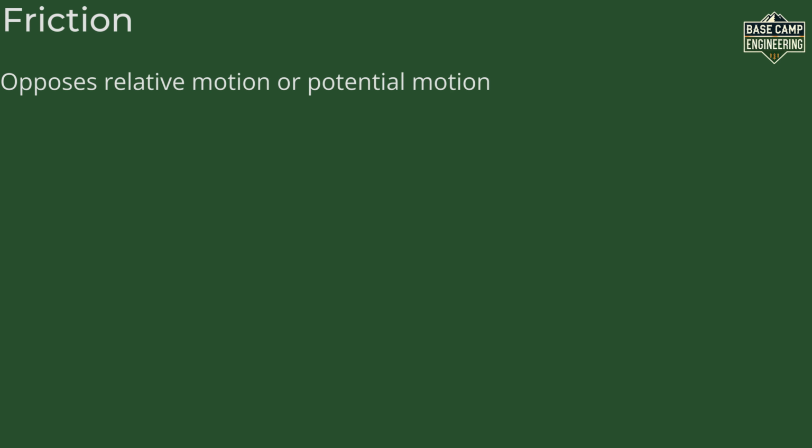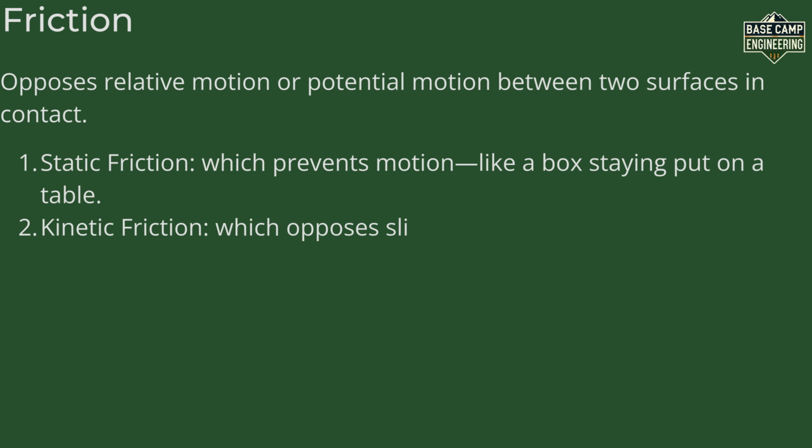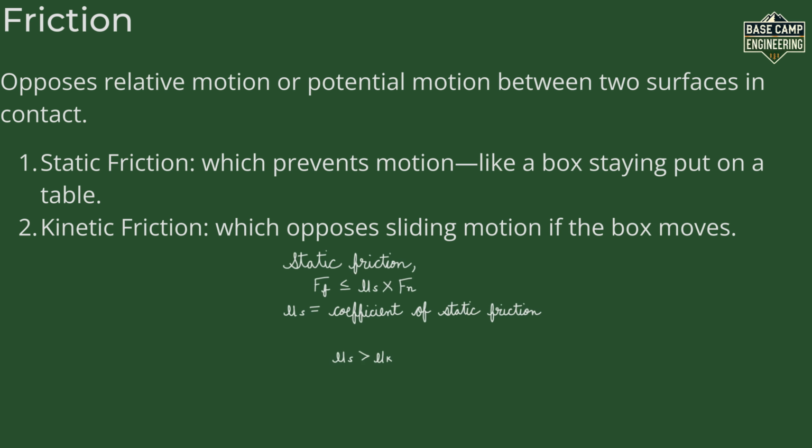Then, friction opposes relative motion or potential motion between two surfaces in contact. It's divided into static friction, which prevents motion like a box staying put on a table, and kinetic friction, which opposes sliding motion if the box moves. Friction depends on the normal force and a coefficient of friction, mu. For static friction, F_friction is less than or equal to mu_s multiplied by F_normal, where mu_s is the coefficient of static friction, typically higher than the kinetic coefficient mu_k, where F_friction equals mu_k multiplied by F_normal.